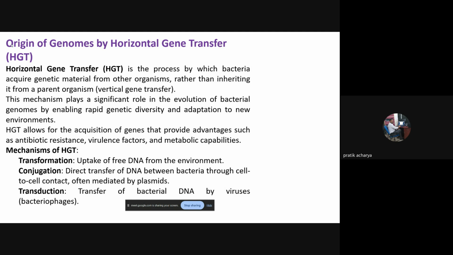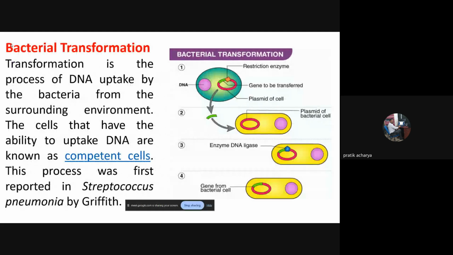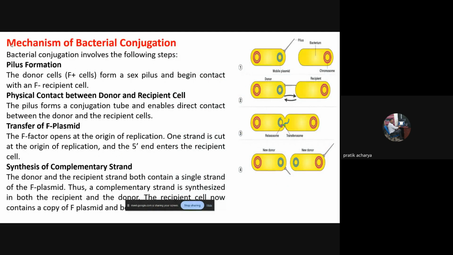What happens in conjugation? Direct transfer of DNA between bacteria through cell to cell contact, often mediated by plasmids. Just look at these pictures. Why are we calling it horizontal gene transfer? Because this is one bacteria, and this is another bacteria.